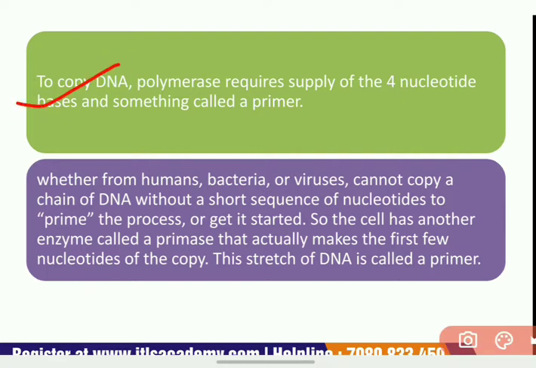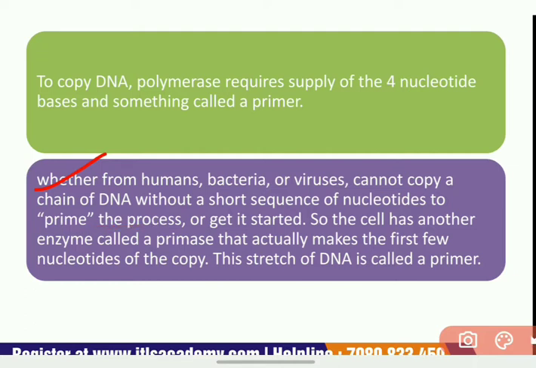To copy DNA, polymerases require a supply of 4 nucleotide bases and something called a primer. Primer is an RNA segment that initiates the synthesis of DNA, because no known polymerase is able to initiate polynucleotide synthesis. Polymerases, whether from humans, bacteria, or viruses, cannot copy a chain of DNA without a short sequence of nucleotides to prime the process or get it started.